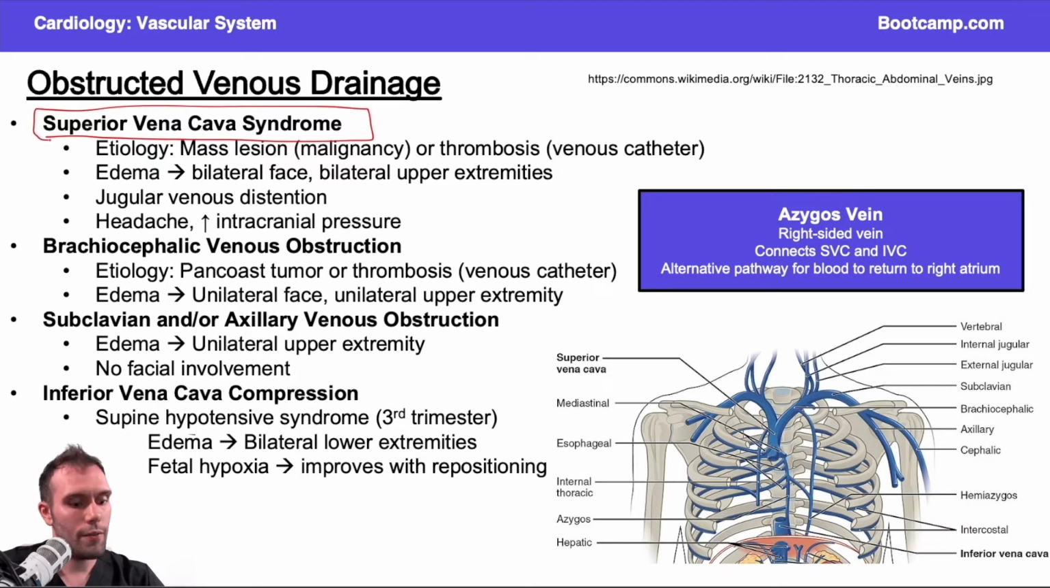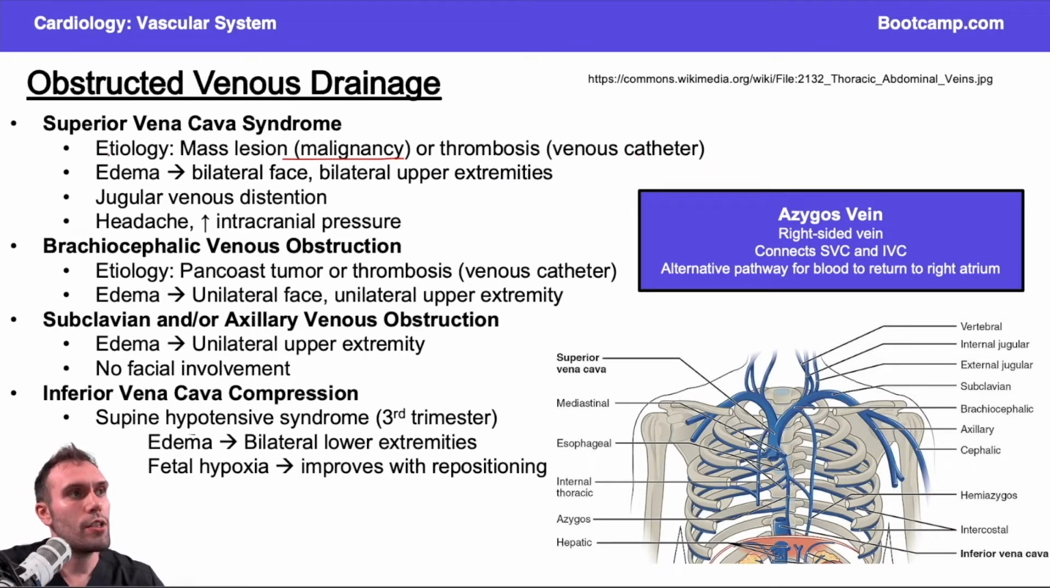I already put a question on this in one of the videos, but the concept here is there's some mass lesion. Usually it's a malignancy. It could be a mediastinal tumor that's in the superior vena cava. It could be a thrombosis. If you have a venous catheter or an intravascular device like a dialysis catheter, or we talked about pacemaker wires already, if those are in the venous system for a long time, they can clot. And the longer they're there, the higher the risk becomes.